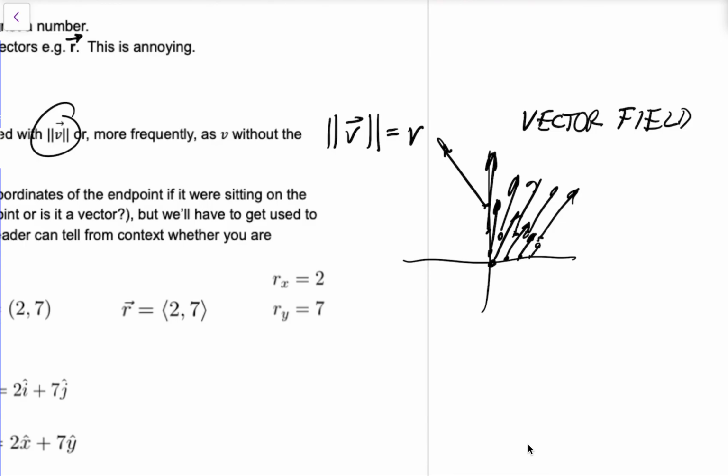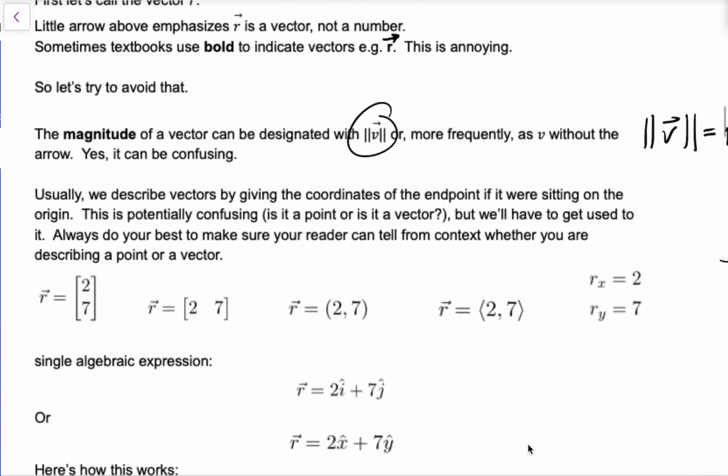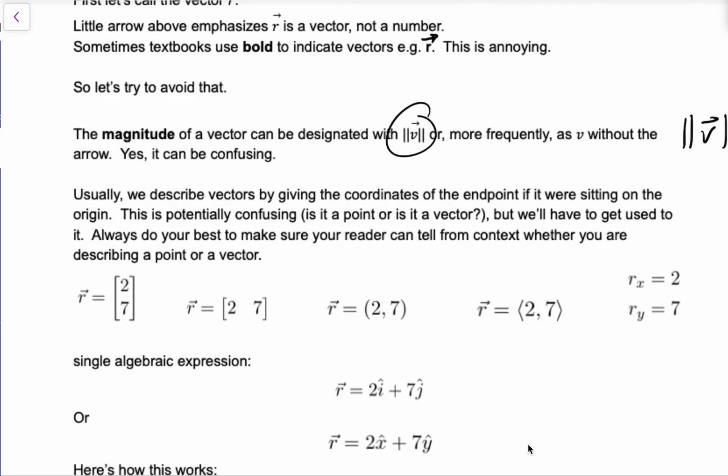Right, and you can take any one of these. Let me grab this one, for example. Take this one, and we can move it to the origin, and let go. And then where the tip of that vector ended up, I'll put a big red dot there. That is the coordinate that we would then put into this kind of notation here that we are about to deal with. So there's a few different kinds of vectors.